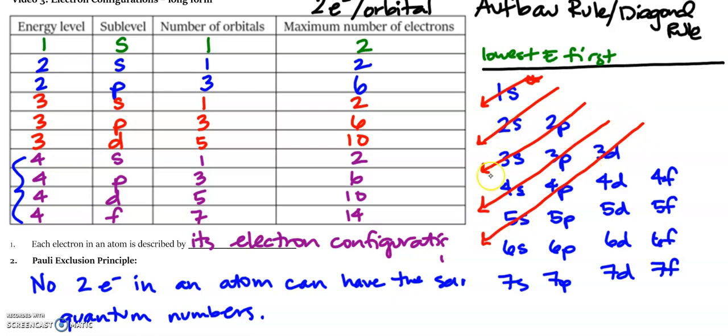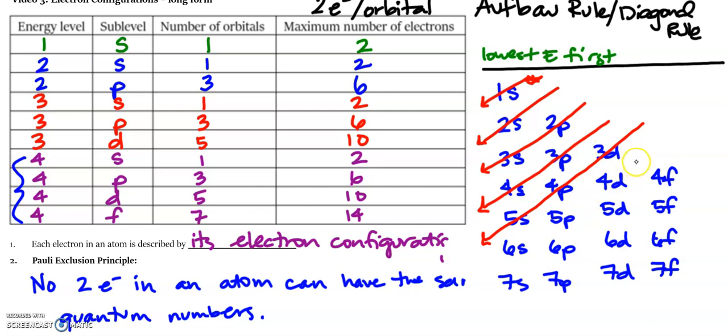Notice how it's different than if you went row by row left to right. Because after 3p, 4s is lower energy than 3d because s is that much lower than d. So even though it's in the fourth energy level, the fourth orbit around the nucleus, it's still lower. It's easier for an electron to be in there versus a 3d.